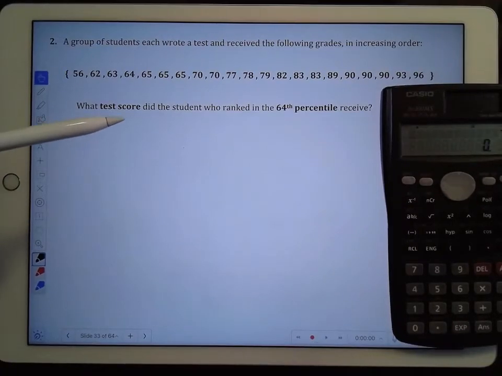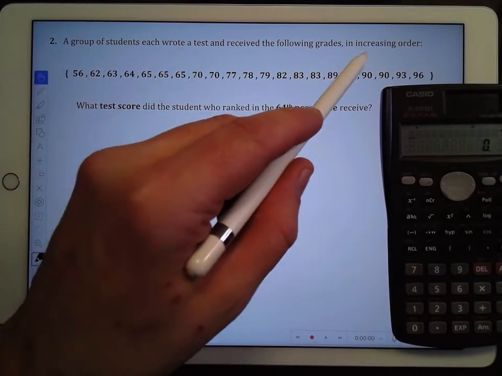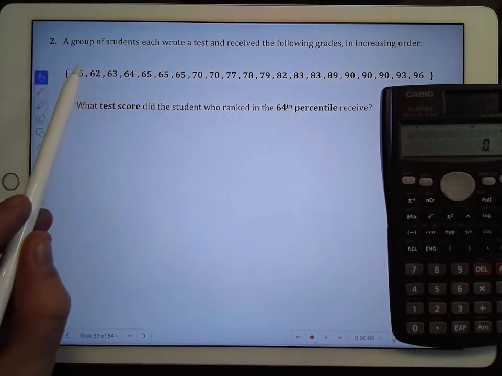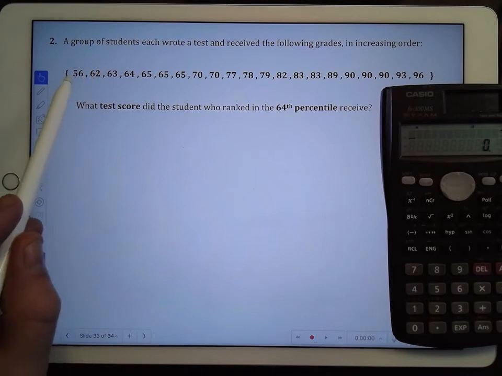Hey, we're looking at percentile working backwards. This is question number two. A group of students each wrote a test and received the following grades in increasing order, or ascending order. So that's very important. You cannot do percentile backwards if your numbers are not ranked appropriately. It's been done for you in this case.